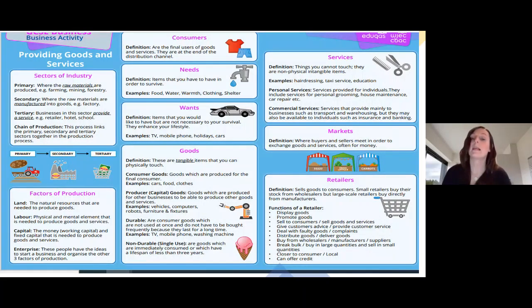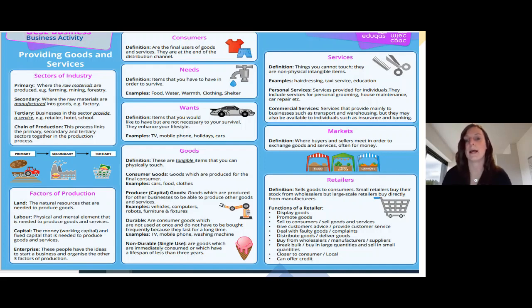Services are things that you can't touch, and we've talked about the services. We've got personal services, which are provided for individuals. They include services for personal grooming, house maintenance, car repair. And then you've got commercial services. These are provided for businesses. So it might be transport, warehousing, or a canteen in a business itself, provided for that particular business.